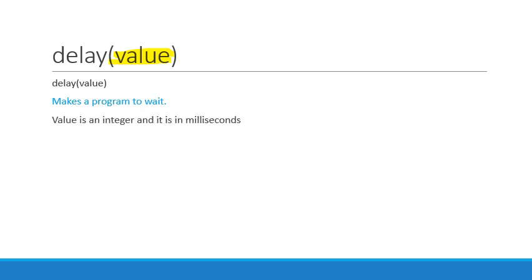So the value of the delay is an integer, and it is in milliseconds. What does this mean? For example, delay(1000) makes it wait for 1 second, not 1000 seconds, because that value inside the delay brackets is in milliseconds, where 1000 milliseconds is equal to 1 second. So if you want it to wait for 2 seconds, you will make it 2000.